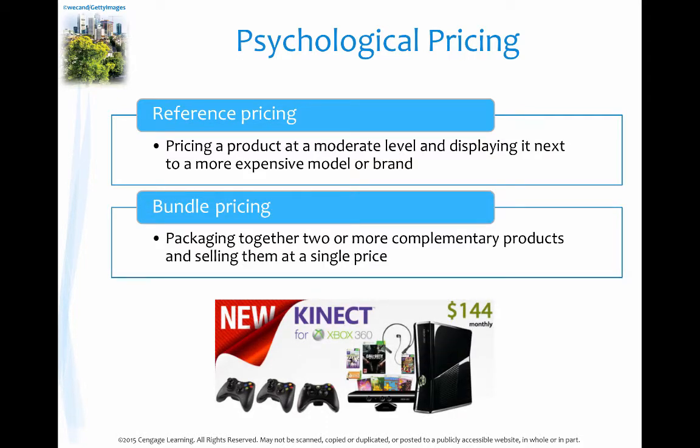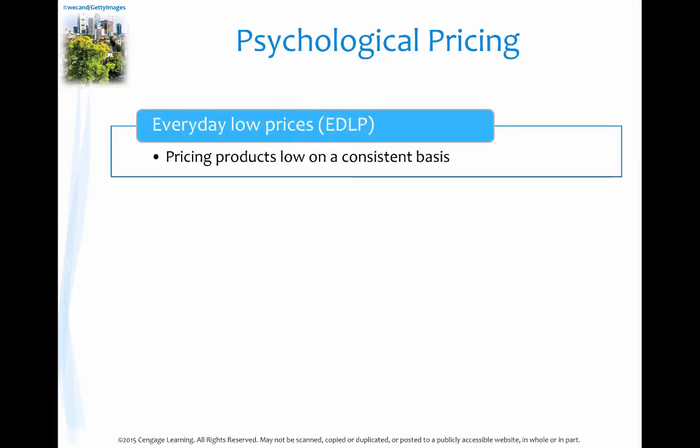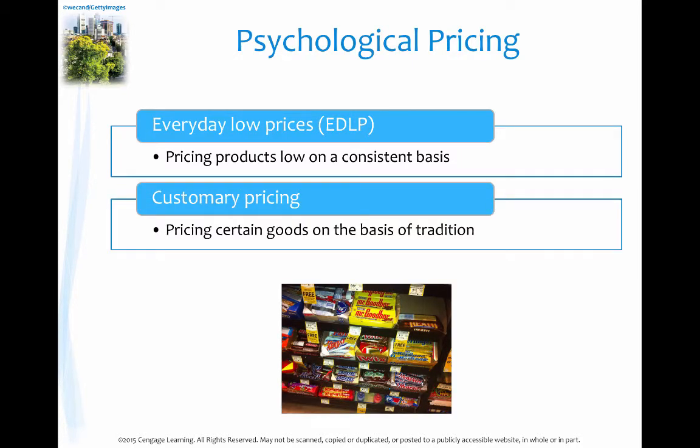Bundle pricing is packaging together two or more complementary products and selling them at a single price. To reduce or eliminate use of frequent short-term price reductions, some organizations employ everyday low pricing, setting a low price for products on a consistent basis. Customary pricing is based on traditional prices.